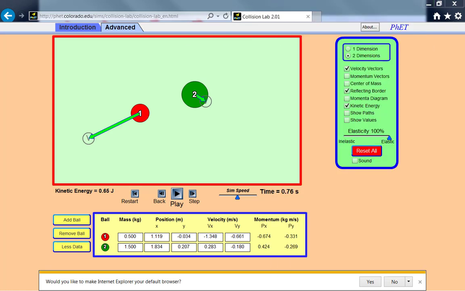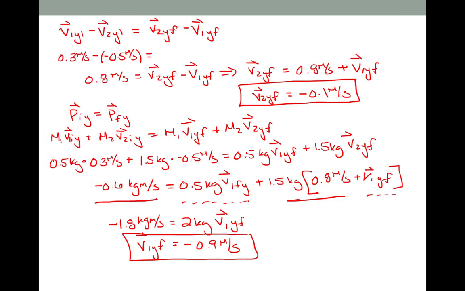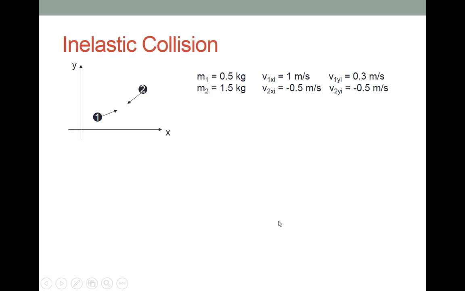Okay, we will look at that again in a minute. In the meantime, let's do the same collision again, but in this case, we're going to deal with a perfectly inelastic collision.